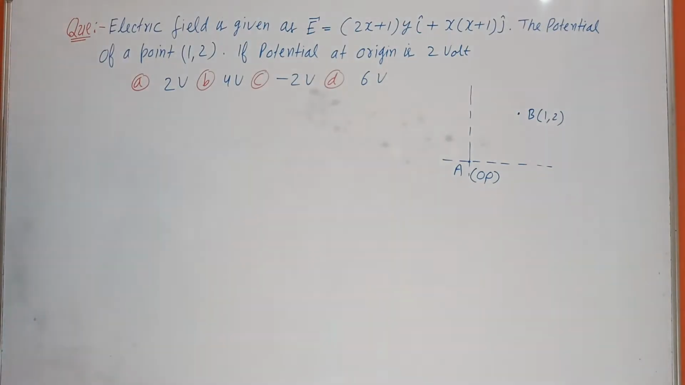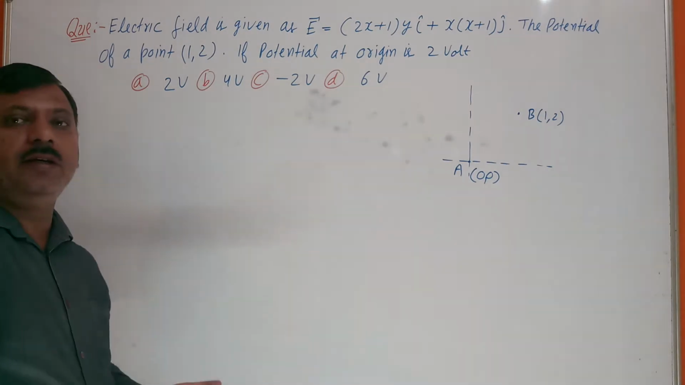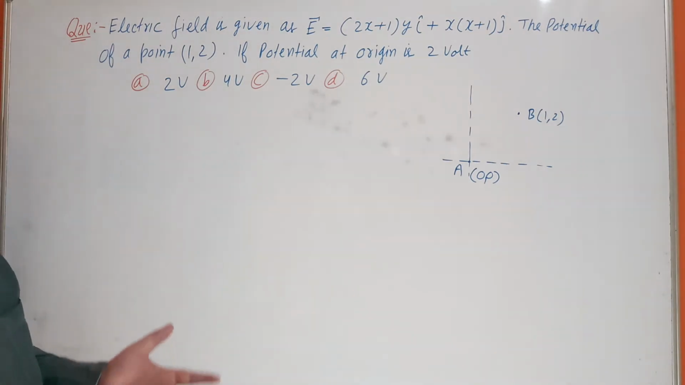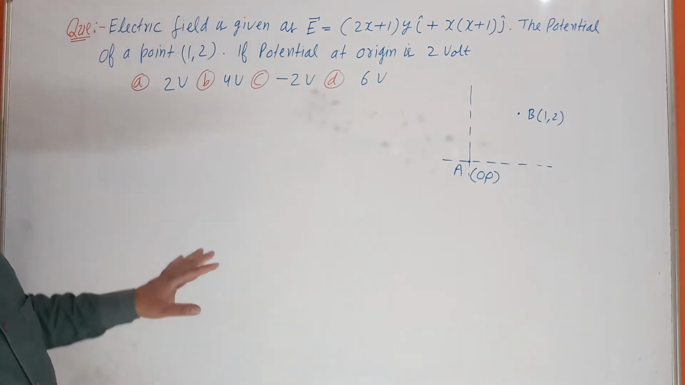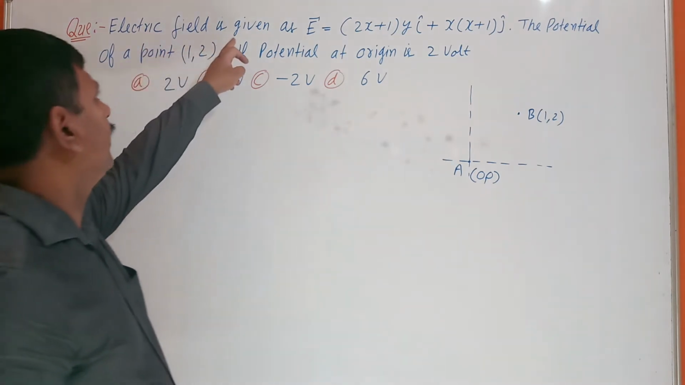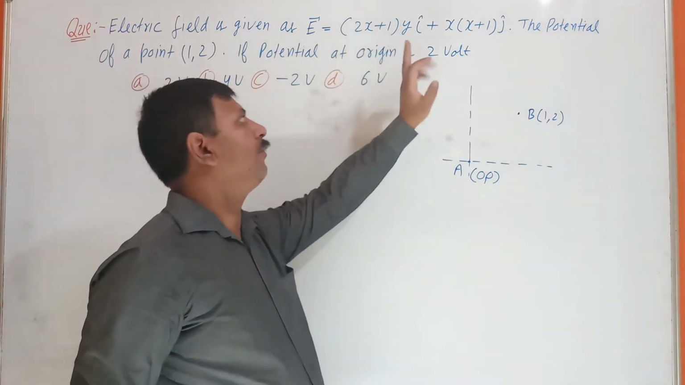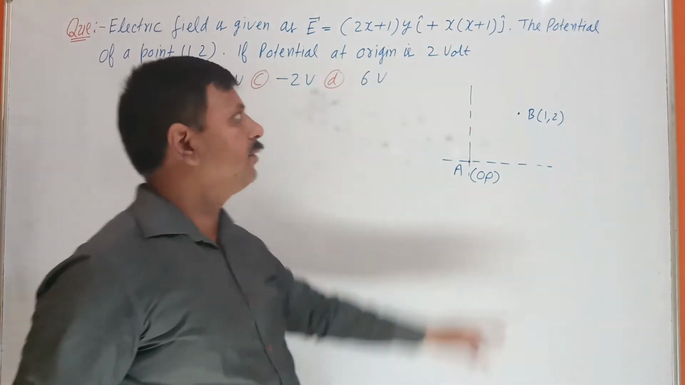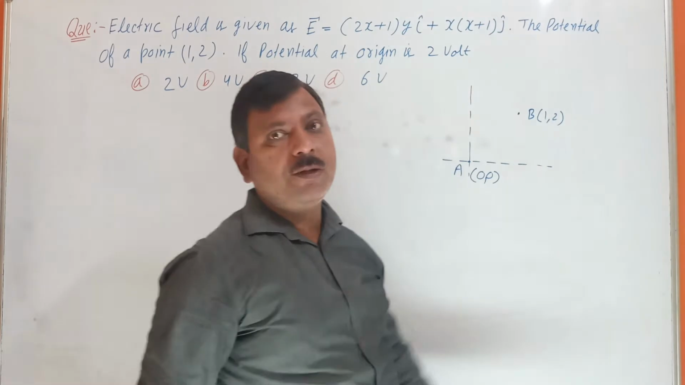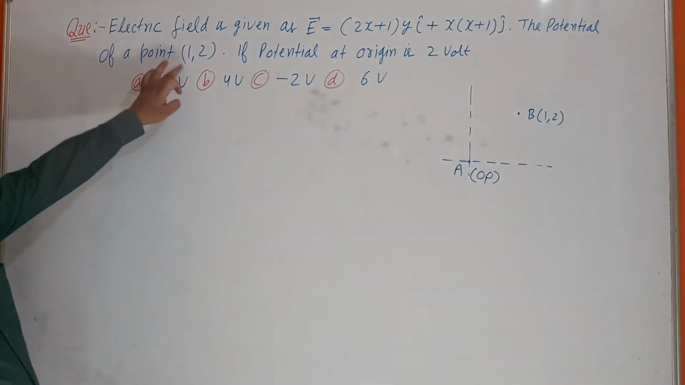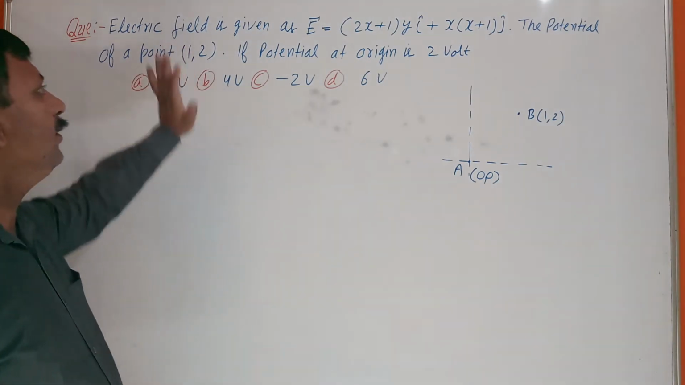See here, we are going to explain a very good problem related to JEE Main and Advanced. The electric field is given as E = (2xy + 1)i + x(x + 1)j. Find the potential at point (1, 2).